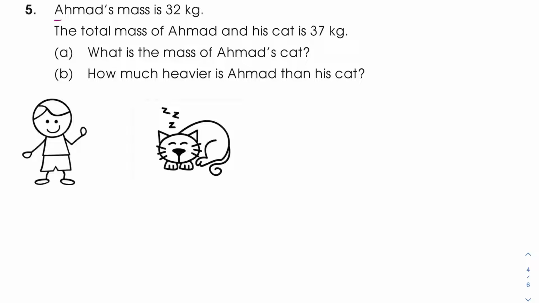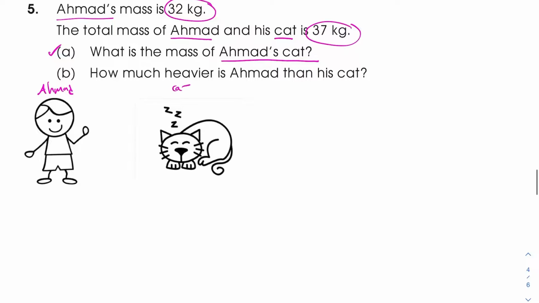Ahmad has a mass of 32 kilograms. The total mass of Ahmad and his cat is 37 kilograms. So for question A, we need to find the mass of the cat. Imagine I have a boy who is Ahmad and his cat. Ahmad's mass is 32 kilograms, and if I add them both together, I will get 37 kilograms. So what is the mass of the cat?